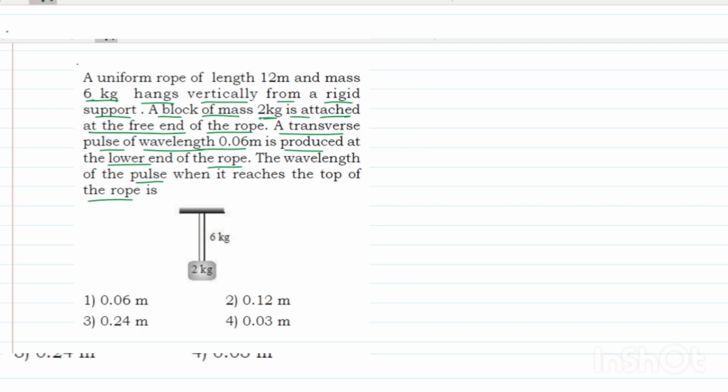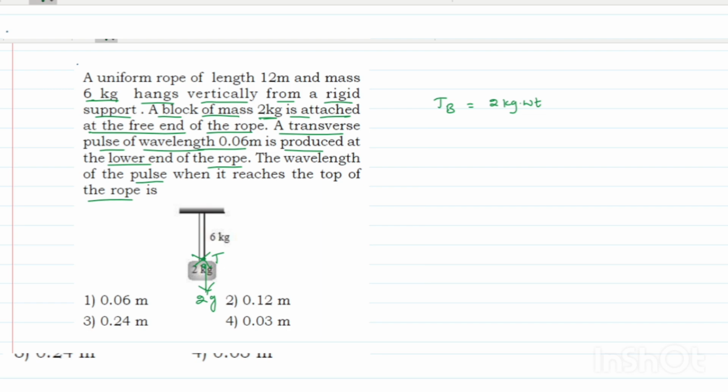Here we would like to calculate its wavelength, students. Taking the tension at the bottom, this tension is supported by the 2 kg mass. So T equals 2 into g. So the tension at the bottom is nothing but mg, which is 2 kg weight.